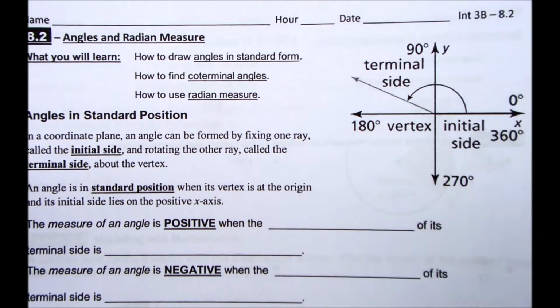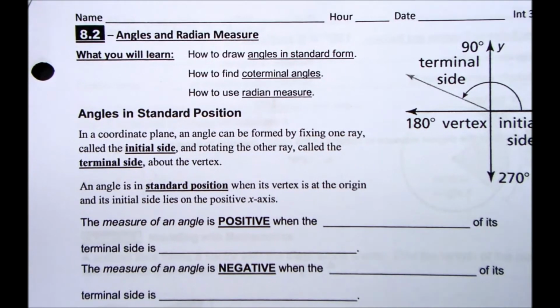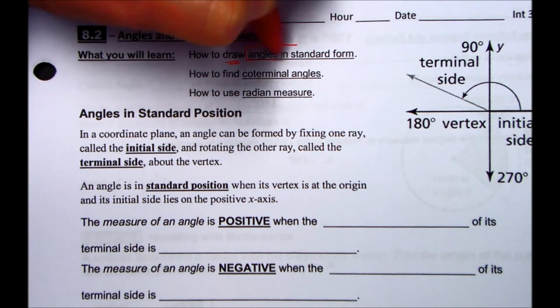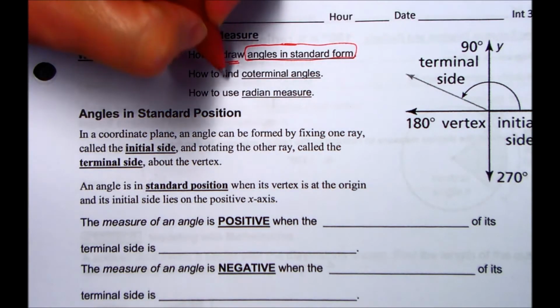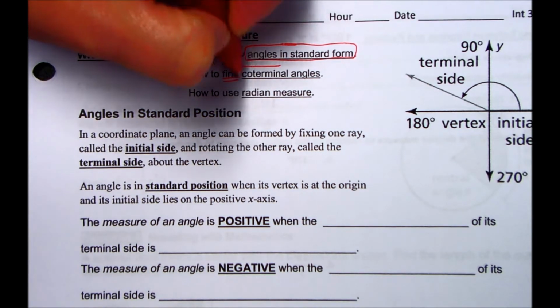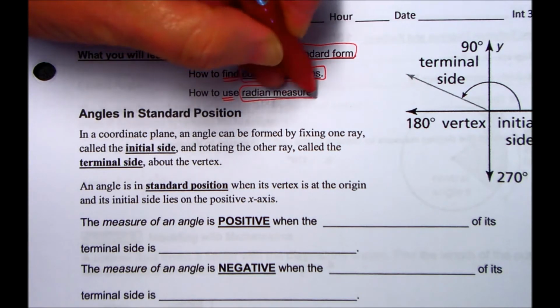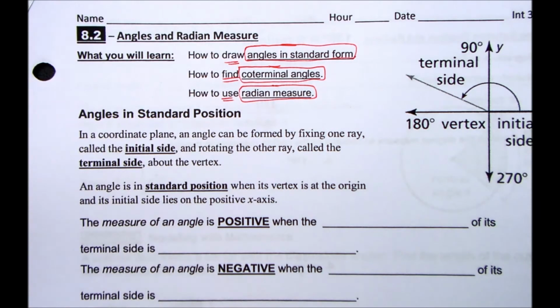Hello again. Today we are focusing on angles and radian measures. So in this lesson you're going to learn how to draw angles in standard form. You're going to learn how to find coterminal angles, and you're going to learn how to use radian measure and how to convert degrees to radians and radians to degrees.